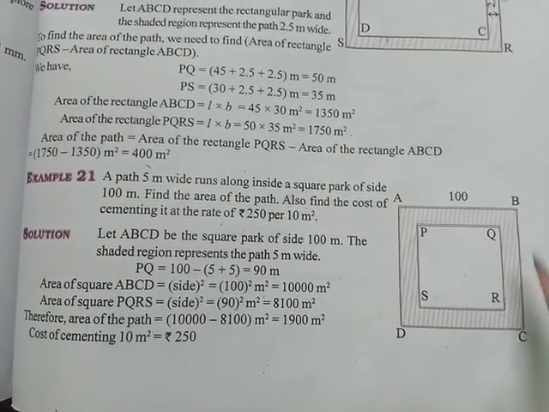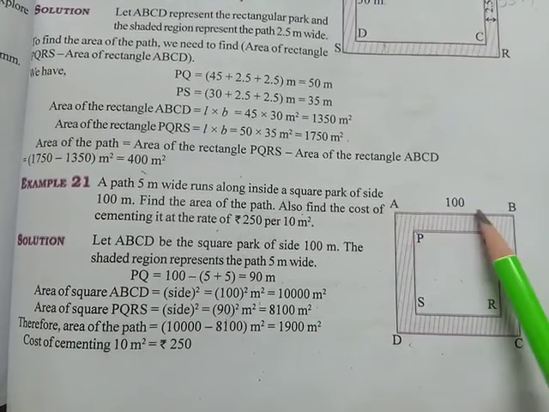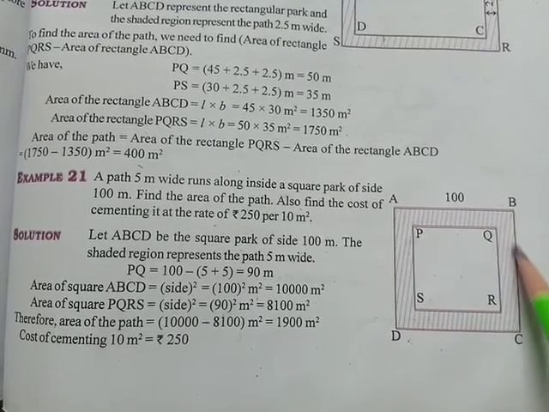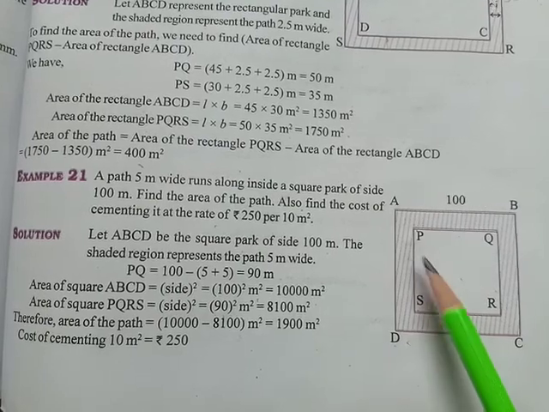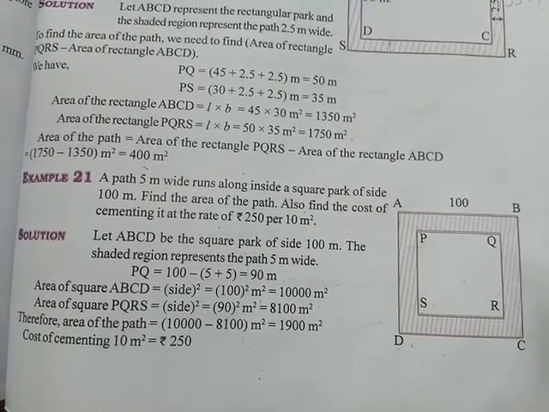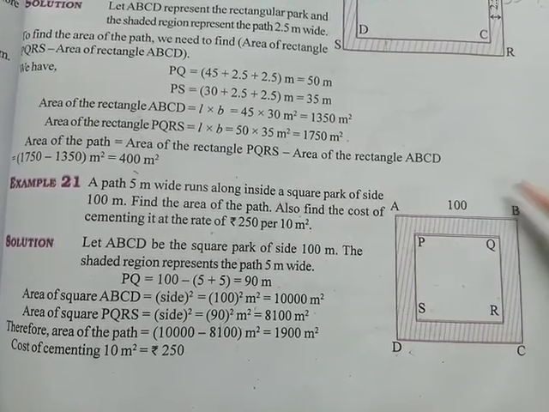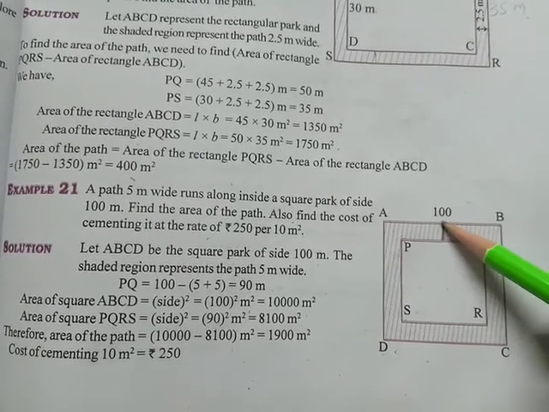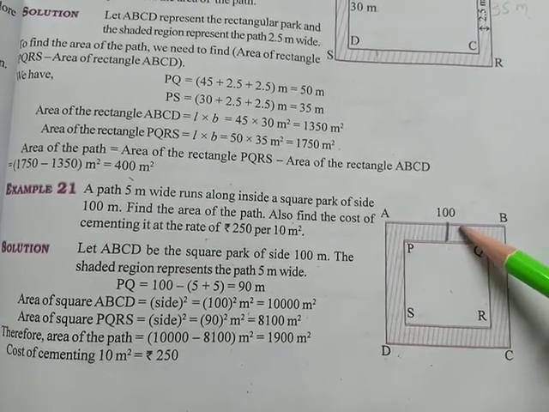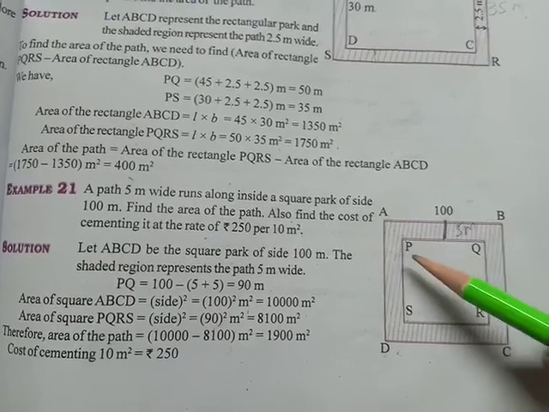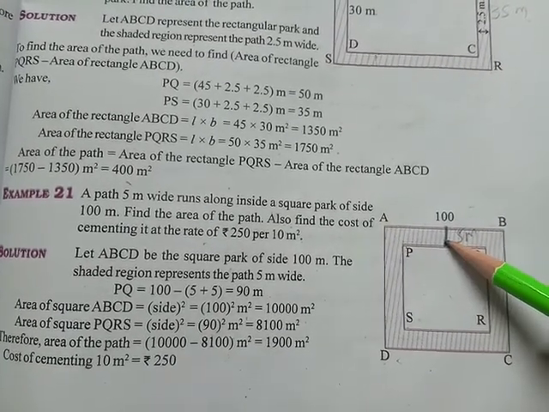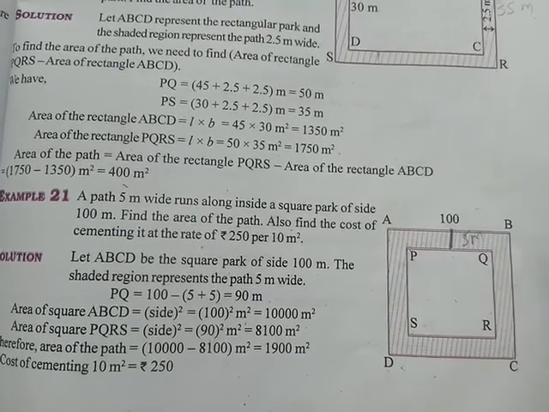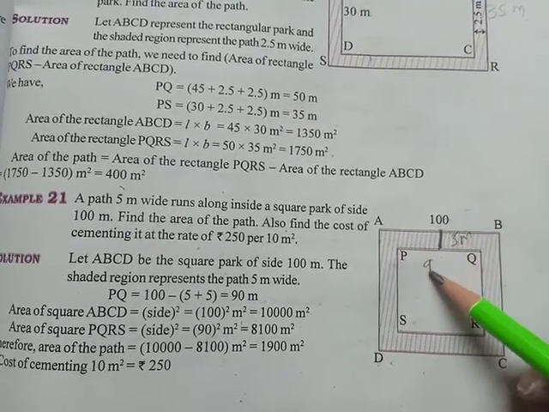So the square ABCD, the length is given, that is 100. So we will find the area of ABCD. Now what is the area of PQRS? How will you find? For that we know the length of PQ. So what we know? The length of this path which is made inside the square, so this is 5 meter. So what is the length of PQ? Path is made all around. So 5 plus 5, 10 meter, that we have to subtract from the 100. So it is 90 meters.